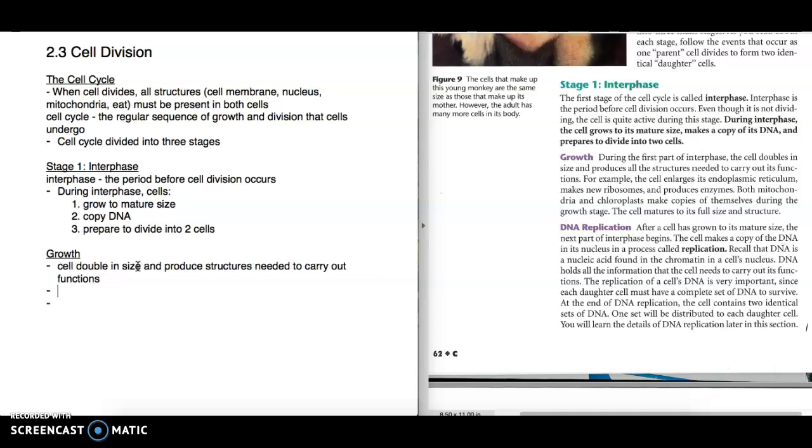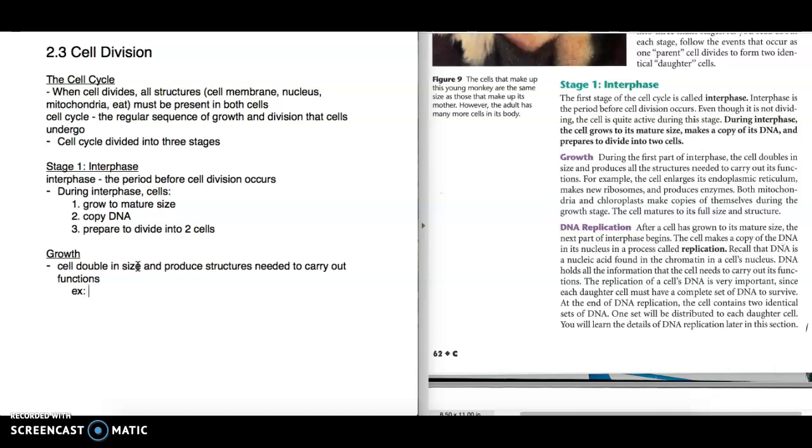So during interphase, we see lots of growth taking place. The cell is doubling and it's making these new structures. The book gave a couple of examples of these structures. It's not a bad idea to put examples in your notes. Whenever you see EX, that's my way of abbreviating example.